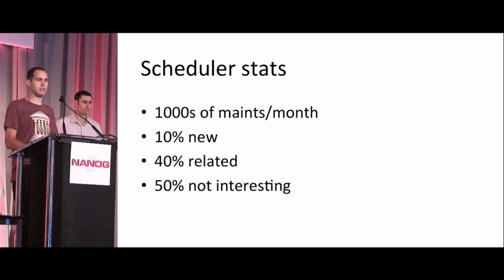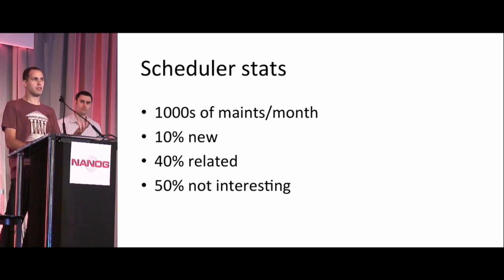Some of the stats for the scheduler: we receive thousands of maintenance notifications a month, of which about 10% are new. So these are easy to process. We just create a new event. About 40% of them are related to previous notifications that we received. And these are the ones that are really hard to process even by humans, right? So detecting that we already have that in our database and checking what's the difference between what we received before and what we need to do now, it may be quite time-consuming.